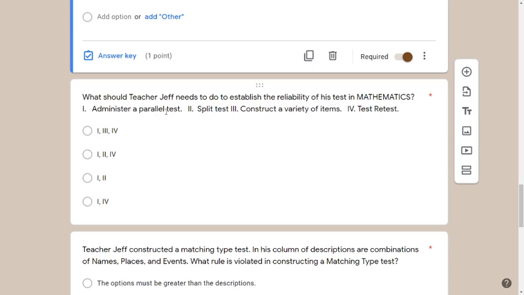So we know what a parallel test is. Your students will take the exam at the same time. That's why it's called parallel: the same type of exam at the same time. And test retest is basically conducting a test and then making them take the test again after some time.